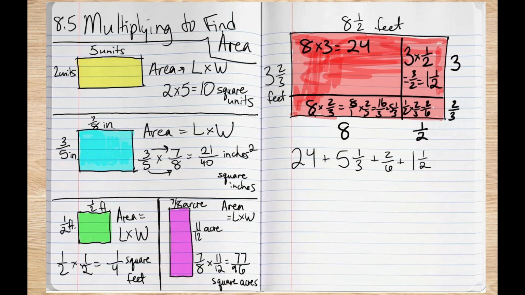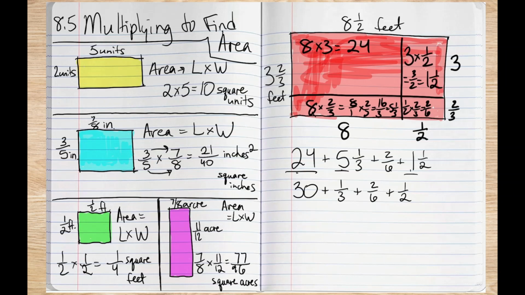So let's do some regrouping. Let's put together our whole numbers first. Those are easy to add together. I've got 24 plus 5 plus 1 more, so altogether that's equal to 30. And I still have these fractions, 1/3 and 2/6 and 1/2.